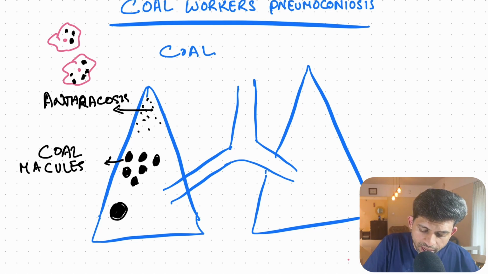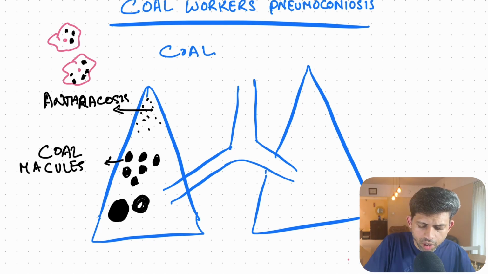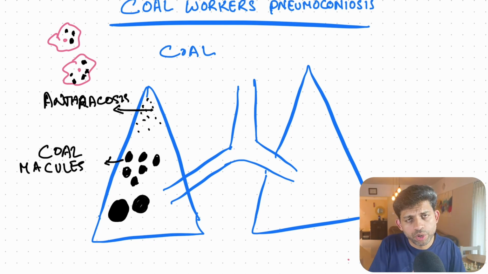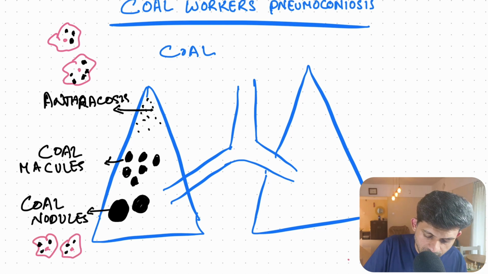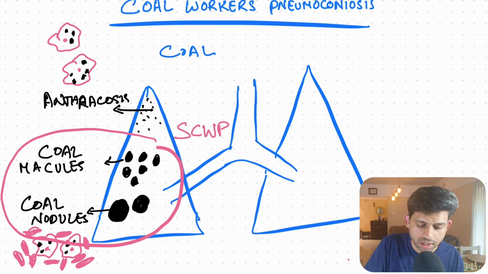Later on, these coal macules can increase in size and form small nodules, these palpable nodules. So they become nodules because of fibrosis. Here we see macrophages with carbon particles and collagen fibrosis. These two are together called simple coal workers pneumoconiosis: coal macules and coal nodules.